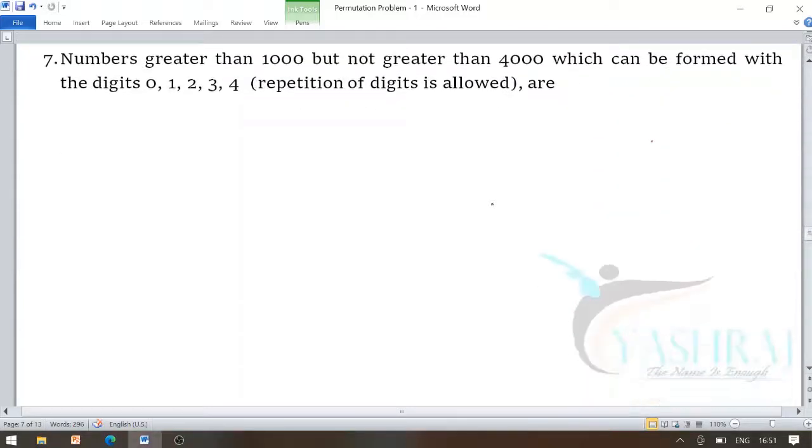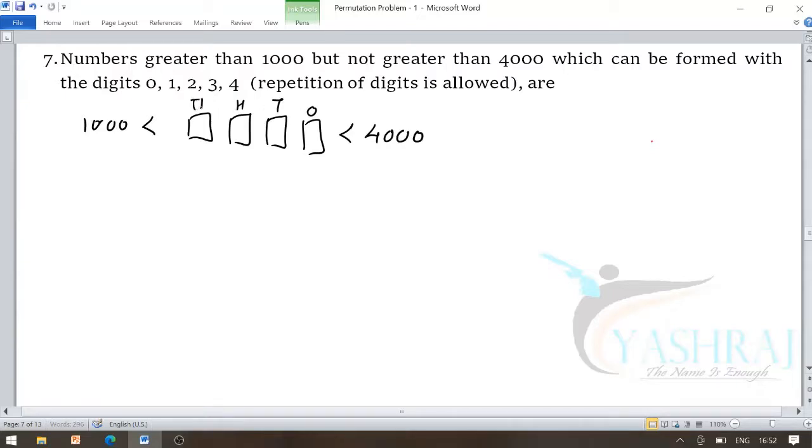Now look, the next problem we are having. The numbers greater than 1000 but not greater than 4000, which can be formed with the help of the digits 0, 1, 2, 3, 4. Keep in mind here, repetition of the digits is allowed. So look at the answer. Firstly, we have to form a 4-digit number here, because 1000 and 4000 are 4-digit numbers. It should be greater than 1000, and not greater than means less than or equal to 4000. So we have ones, tens, hundreds and thousands.